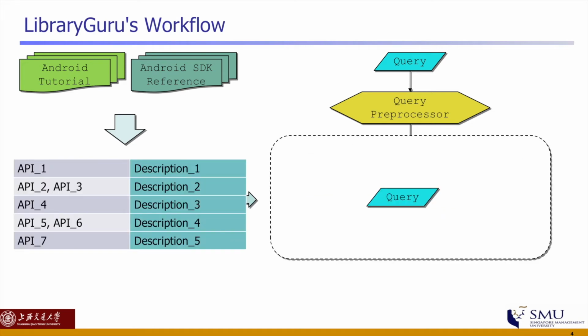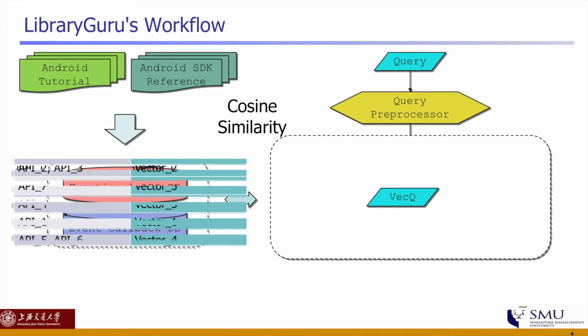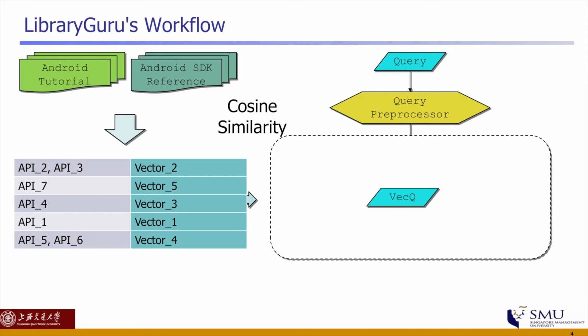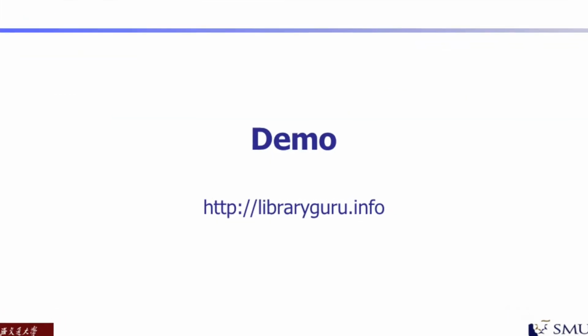In the lookup phase, both the descriptions in the database and the query are transformed into vectors, weighted by the TF-IDF values of each word in the document. And by computing the cosine similarity between the query vector and the description vectors, we can get the API whose descriptions are most similar to the query and return the ranked recommendations.